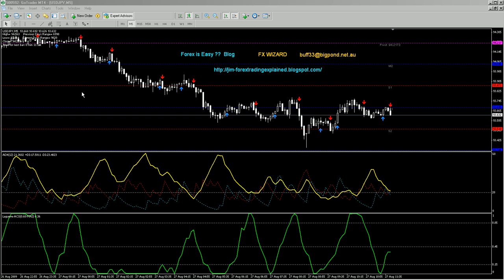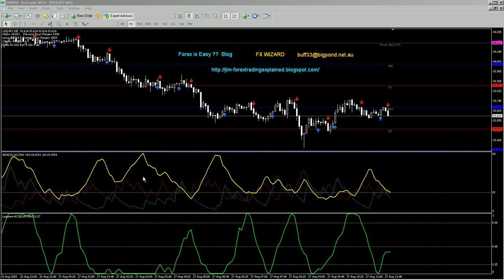Alright, this system, as I said, can be used on many time frames. At the moment I've got it set on the USD Japan, or the yen as I call it, and it's just set on the 5-minute chart. Now obviously we've got the chart here. These blue and red arrows, as I said before, they're from the FX Wizard system itself.